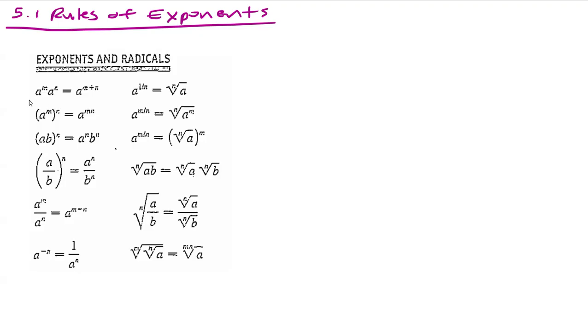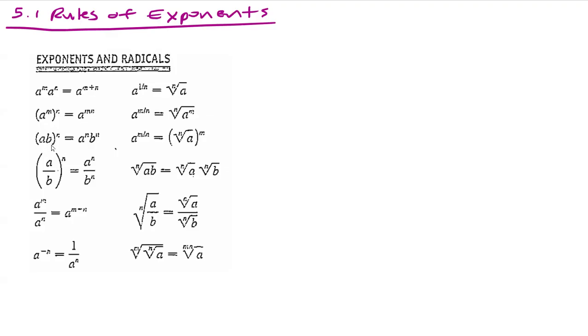So when you have two here, right? So exponential functions: a to the m times a to the n, you just add the powers. If you have a to the m raised to the n, so a power raised to a power, then you multiply those powers. So it'll be a to the mn.